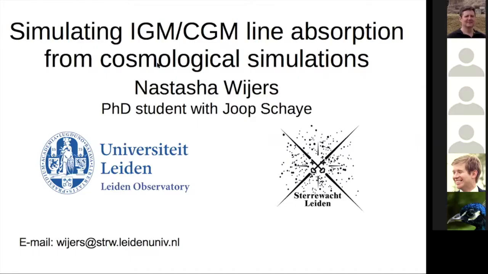So, I'm going to be talking about how to get fake data instead of how to analyze real data. What I work on myself is the warm-hot intergalactic medium, basically the WHIM. That's basically the 10^5.5 to 10^7 Kelvin gas in the IGM and CGM. So the circumgalactic medium is gas around L-star galaxies, and they call it intragroup medium or intracluster medium as you go to higher masses, basically.